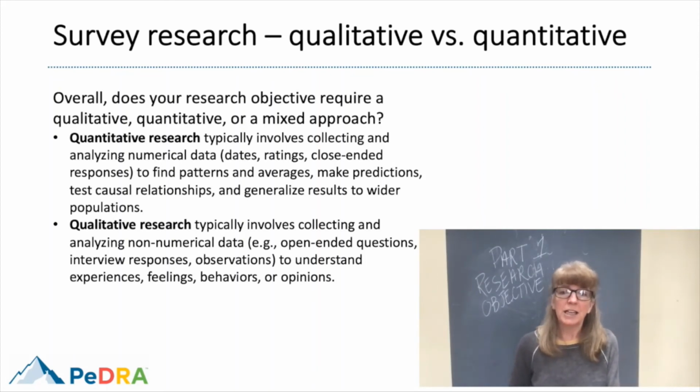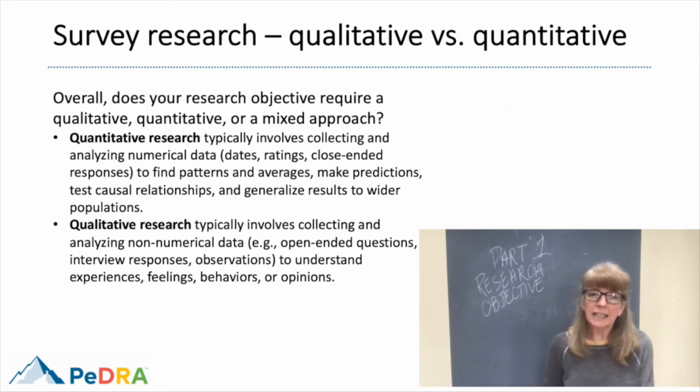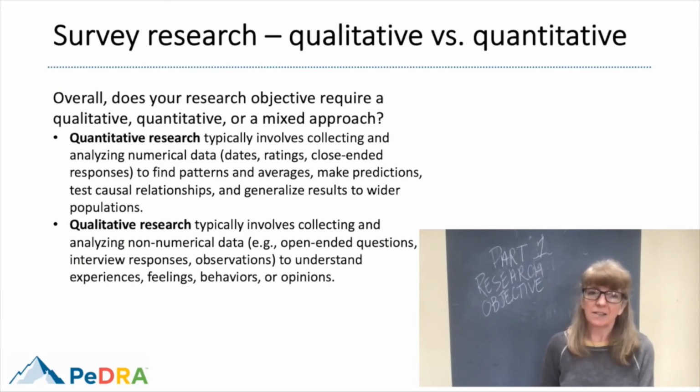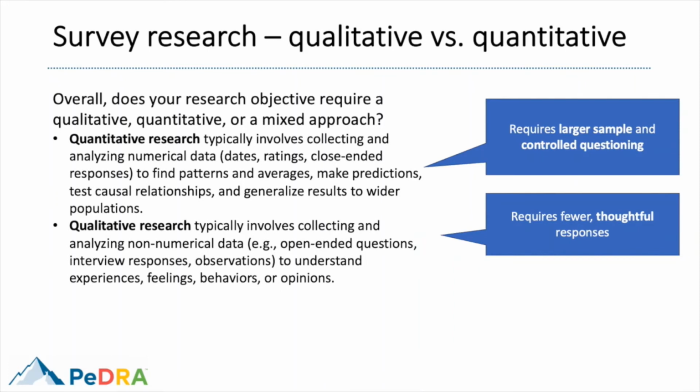You're testing causal relationships and generalizing your results to a wider population. Qualitative research, on the other hand, typically involves collecting and analyzing non-numerical data. For example, open-ended questions, interview responses, observations, and you're doing this to understand experiences and feelings, behaviors, or opinions. Quantitative research requires larger samples and more controls, whereas qualitative generally requires fewer responses, but the responses are typically more in-depth and thoughtful from the participant.